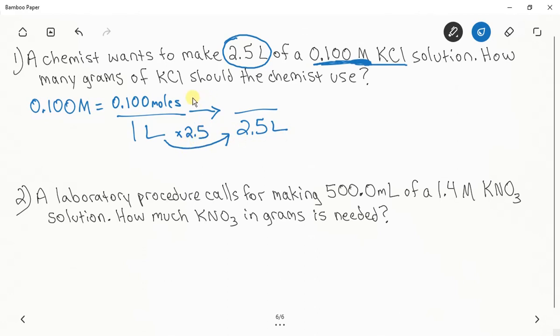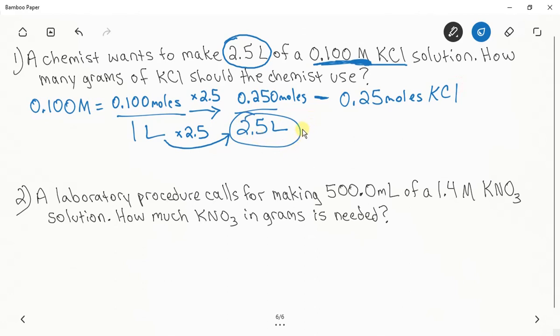So we need to multiply this liter 2.5 times in order to get 2.5 liters. So what we do on the bottom, we have to do on the top. So we're going to multiply 0.100 moles times 2.5. That's going to give us 0.250 moles. So now we know that we need 0.25 moles of KCl for the chemist's 2.5 liter solution.